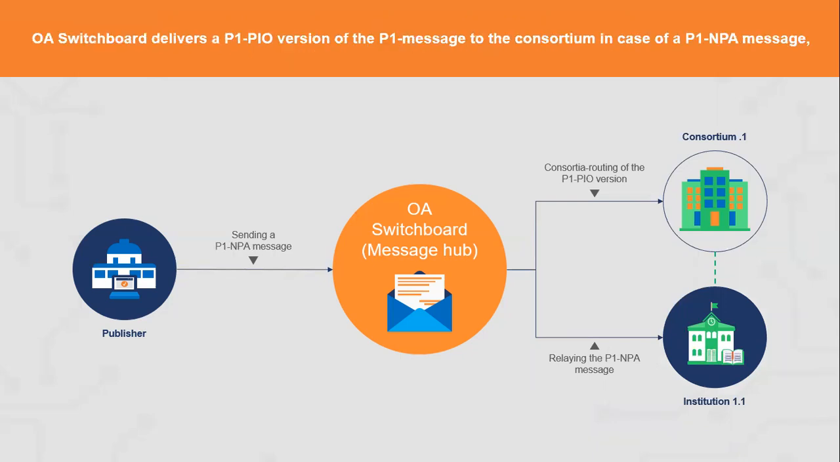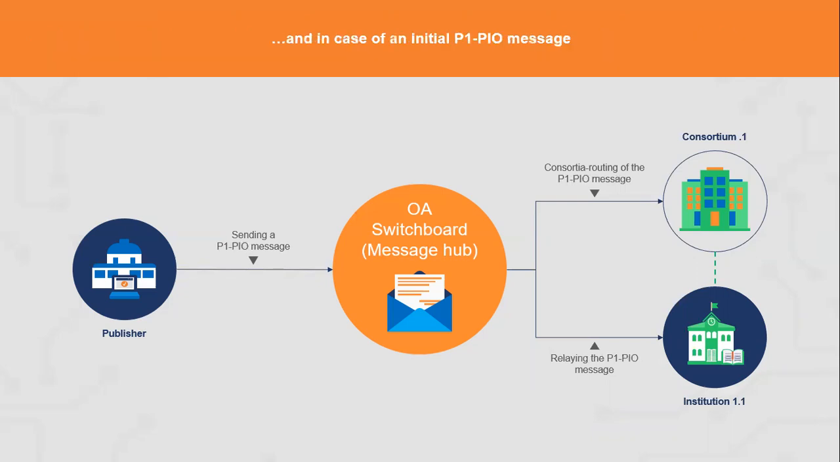The OA Switchboard delivers a P1 PIO version of the P1 message to the consortium in case of a P1 no prior agreement message, and also in case of an initial P1 PIO message.